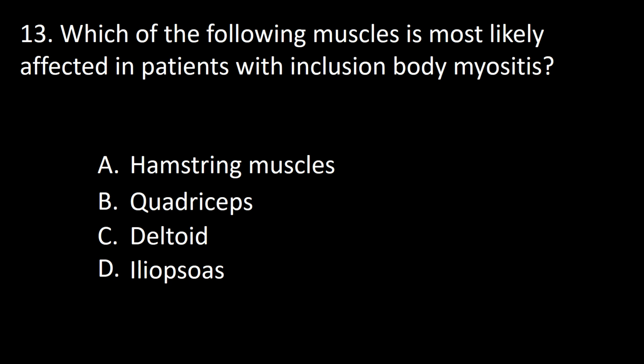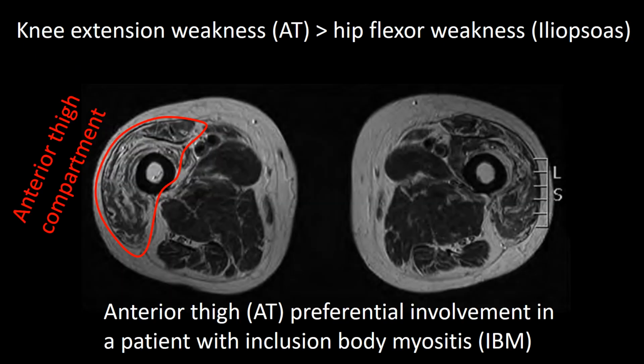Next question. Which of the following muscles is most likely affected in patients with inclusion body myositis? A. Hamstring muscles. B. Quadriceps. C. Deltoid. D. Iliopsoas. You can see in this MRI of the thigh increased fat-like signal in the anterior compartment of the thigh, which corresponds to the quadriceps. The posterior compartment, where we find the hamstring, looks rather preserved. This finding is consistent with the diagnosis of IBM.